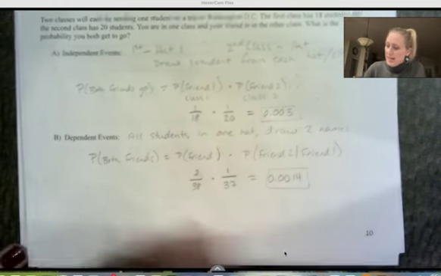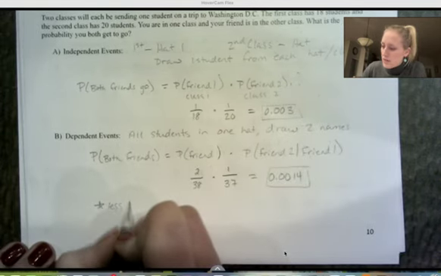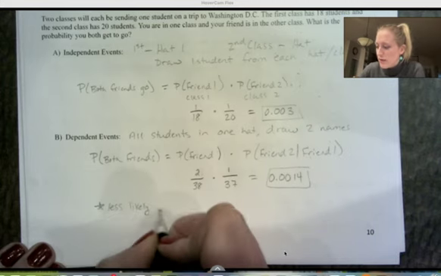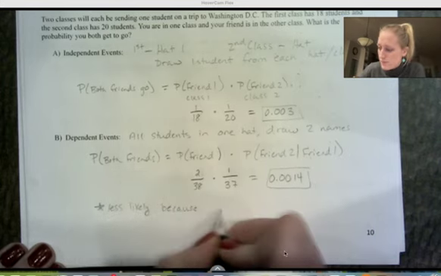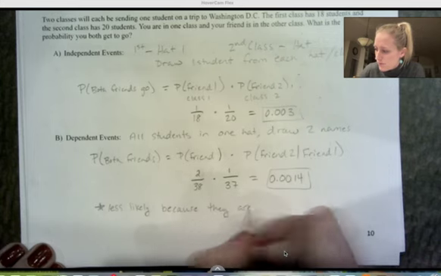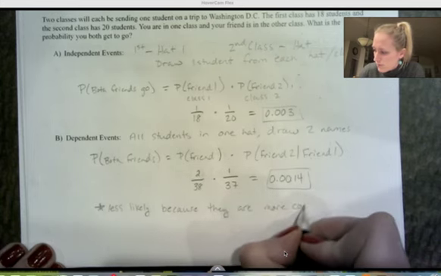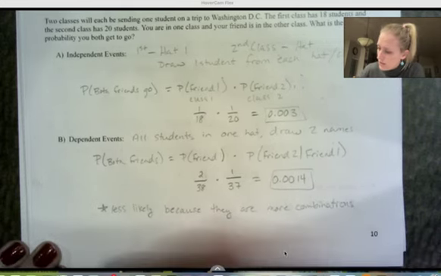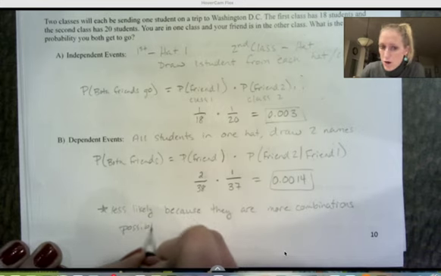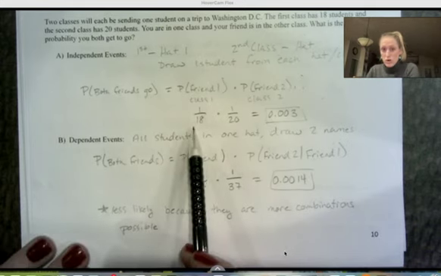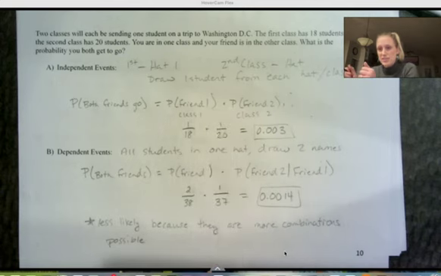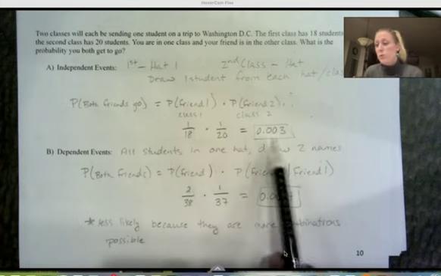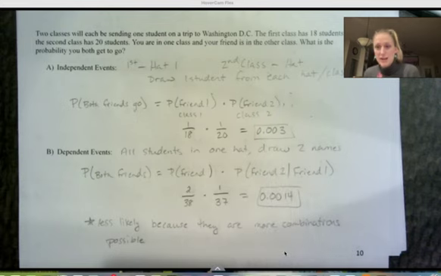And why is that? It is less likely because there are more combinations of students possible. In the separate-hats scenario, there's just one from each class getting paired together. Here, they're all mixed together, so there are tons and tons of different combinations that can occur, which is why this one is less likely. So both are not super likely, but with the two separate hats, you have a better chance.